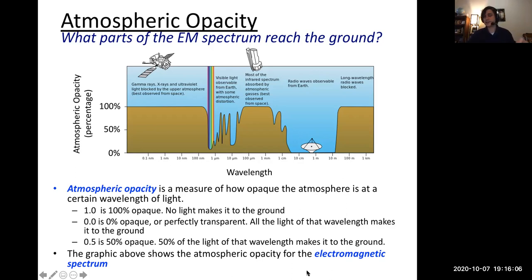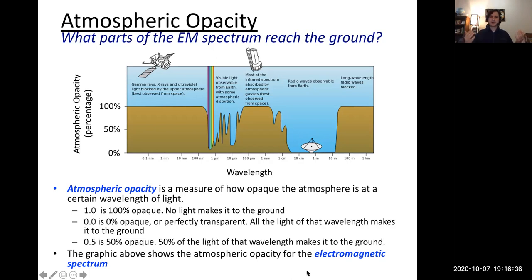An atmospheric opacity of 0.3, 30% opaque, would mean that 70% of the light made it down to the surface. 30% was blocked. An atmospheric opacity of 0.8, 80% opaque, means that 20% of the light would make it down to the surface. 80% was absorbed by the atmosphere, didn't make it to the surface.